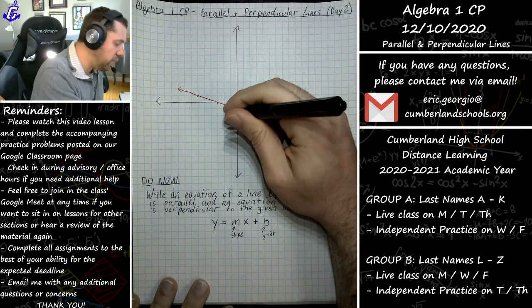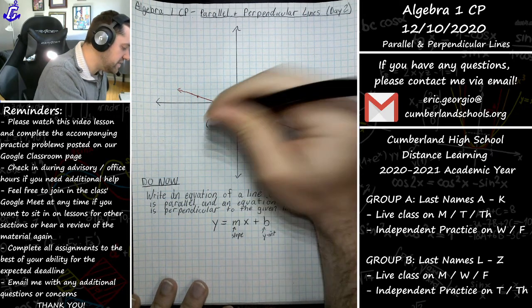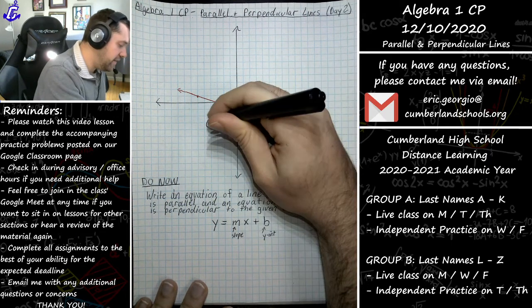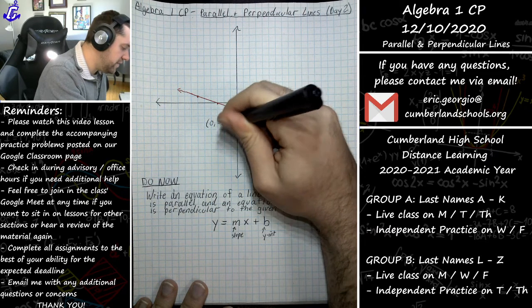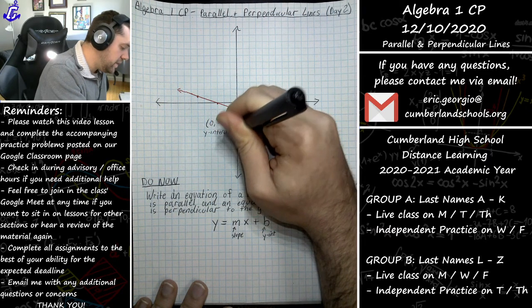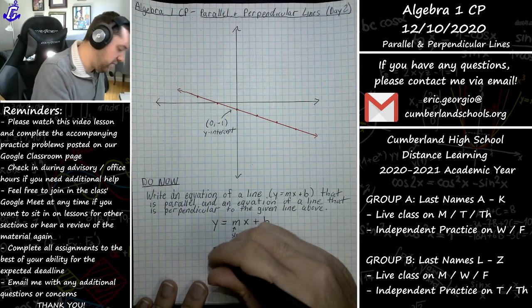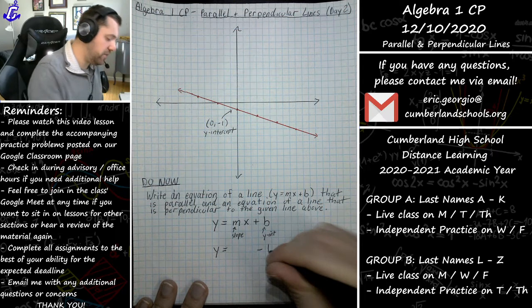I see that the y-intercept is right here. That's the point where the graph happens to cross the y-axis. That would be at (0, -1) in this particular example, meaning that my value for b is -1. So I'd get y equals, at least we have a -1 over here.